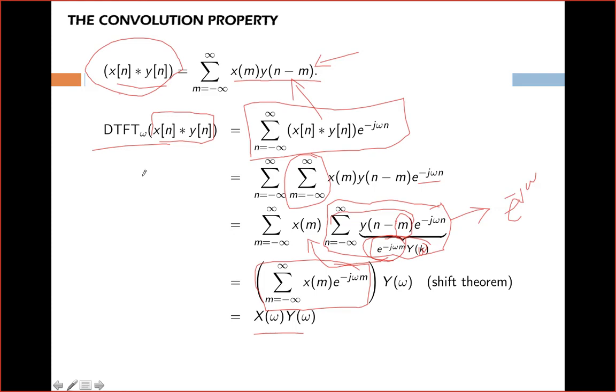So what we have done is we have taken the discrete Fourier transform of the convolution of two signals x of n and y of n. This convolution becomes multiplication in the Fourier domain. This is the proof for this property, that is, convolution will become multiplication in the frequency domain.